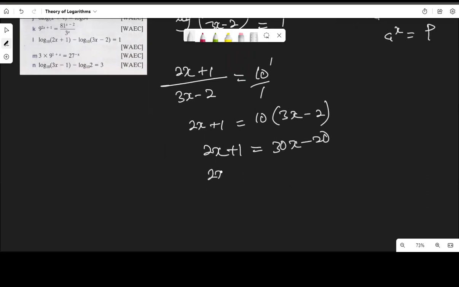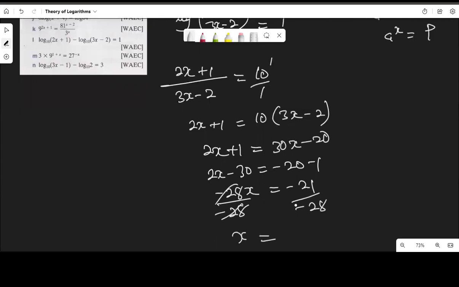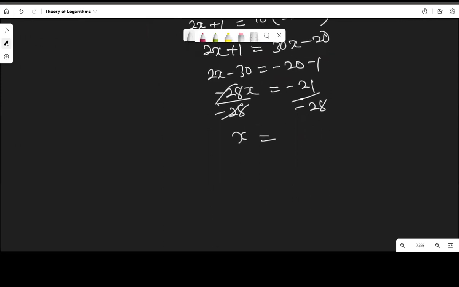Collecting like terms, 2x minus 30x is equal to minus 20 minus 1. 2x minus 30x is minus 28x, equal to minus 21. Divide both sides by minus 28. Minus 28. Here we go. x equal to, 7 here 3, 7 here 4. So x is 3 over 4.